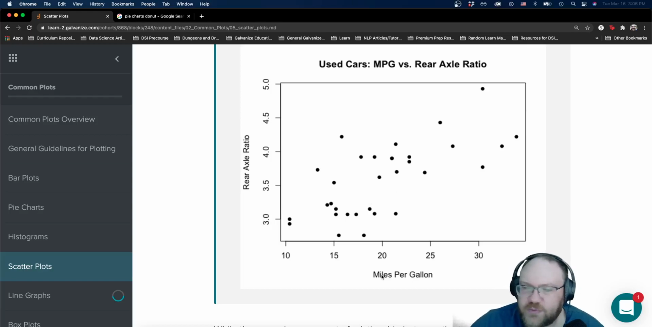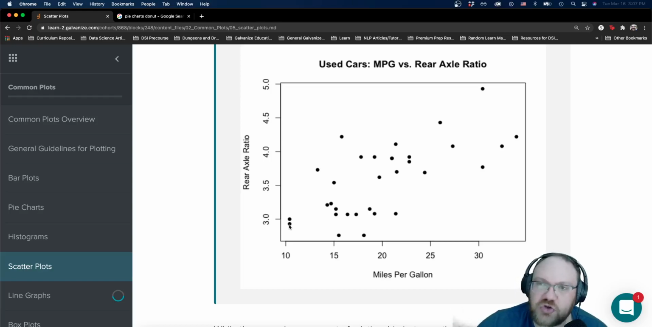But on the x-axis, we have miles per gallon, and it looks like our lowest rating was just above 10, and our highest rating was approaching 40, or maybe just above 40, and then a rear axle ratio, right? And we can see in general, cars that have a higher miles per gallon tend to also have a higher rear axle ratio. Although this isn't a super strong correlation, but this is a very common sort of scatter plot, right? This is however many dots there are is how many data points I have in my data set.